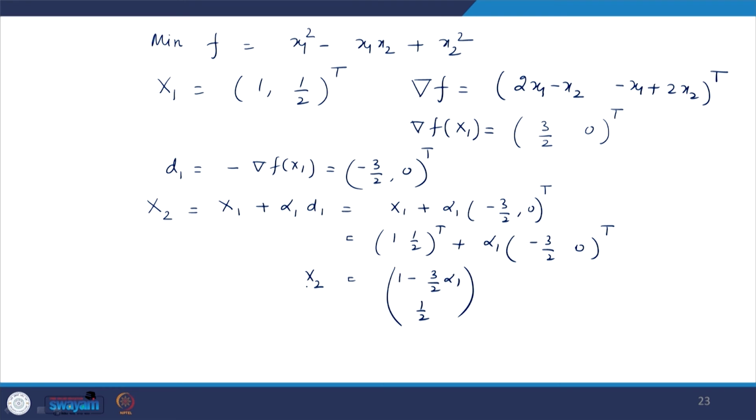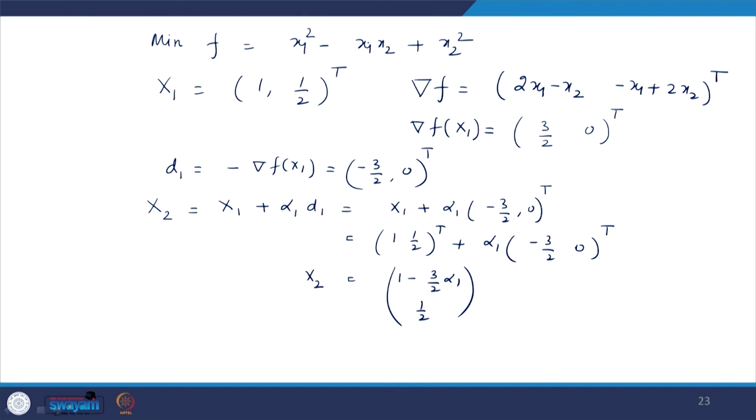Now, how to find x 2? You simply substitute this point in the function, and it will be a function of the single variable alpha 1. Then try to minimize that function: we have to find the alpha 1 for which f is minimum. So, simply substitute this over here. Let us try to find out: what is f of x 2?